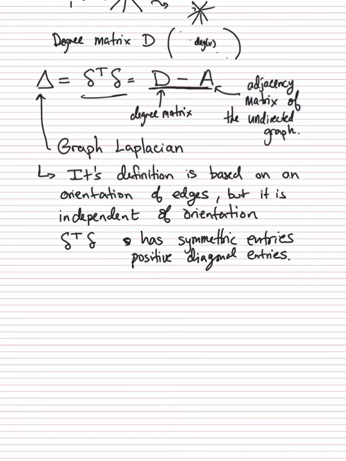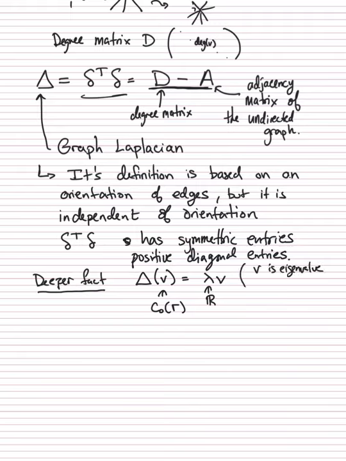Okay, and it will turn out, this is kind of a deeper fact, but something that's useful: if you look at the vector, so you look at delta of v, so now this is some function in C0 of gamma, some function on the vertices, if it ever happens that you just obtained this function by multiplying it by a real number, v is called an eigenvalue of delta. Okay, so what this means is that when you apply delta, you just get a multiple of it.